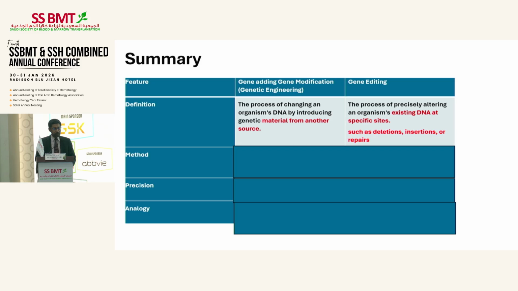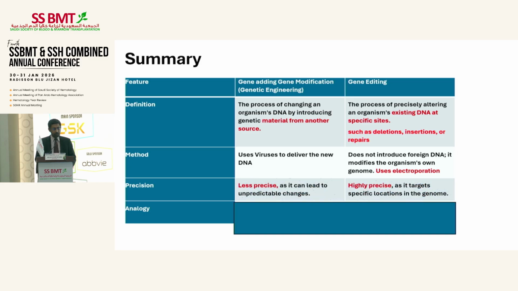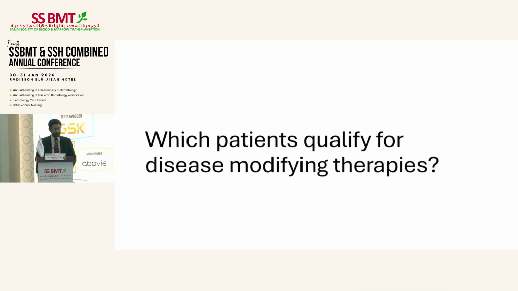So the difference between gene addition and gene editing is that in gene addition, you get material from another source, while in editing, you use the patient's own DNA to edit. In addition, you need a virus to introduce the gene, while in editing, you use electroporation to introduce the enzyme inside the cells. The gene addition is less precise, while the editing is highly precise.